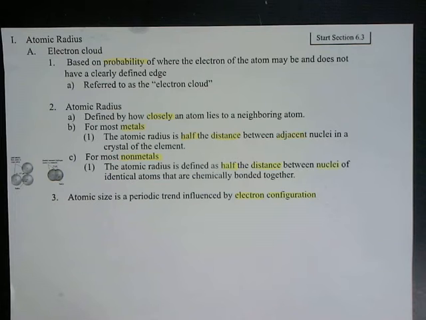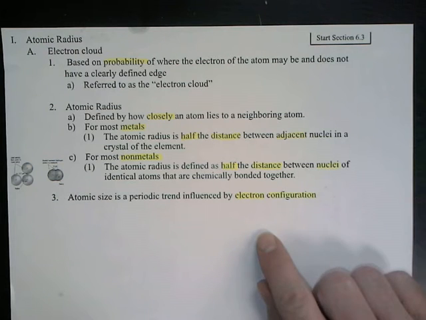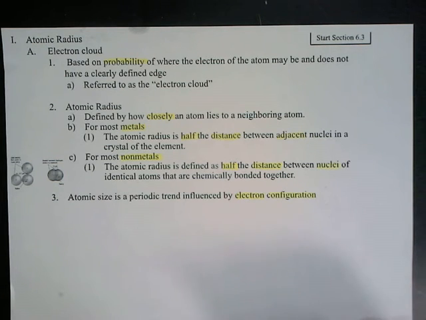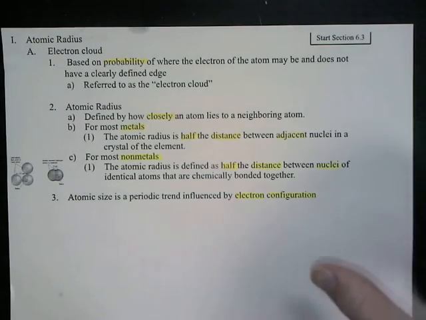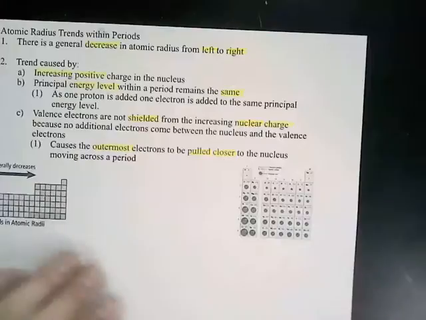Metals and nonmetals are a little bit different just because they do share or gain or lose electrons in some cases. So for metals, it's half the distance between adjacent nuclei. For nonmetals, it's half the distance between nuclei. Now, the electron configuration directly influences all trends that we are about to see, and the atomic size is no different. So here we go with our trend.